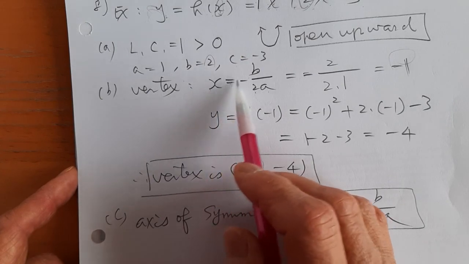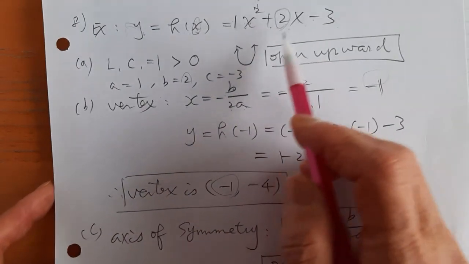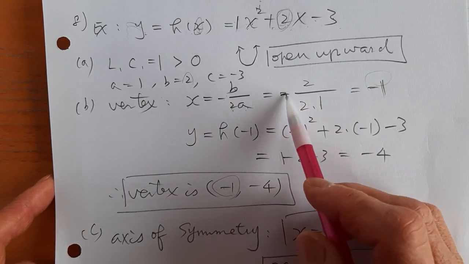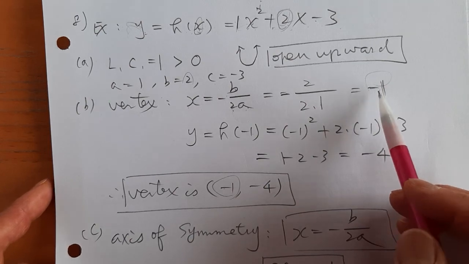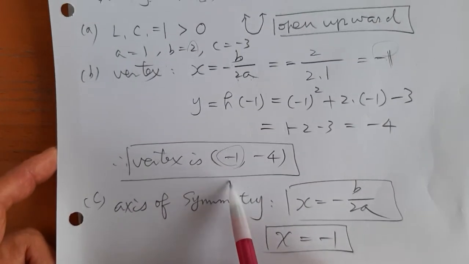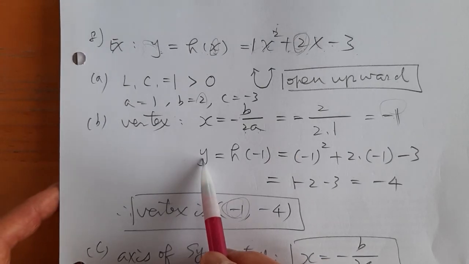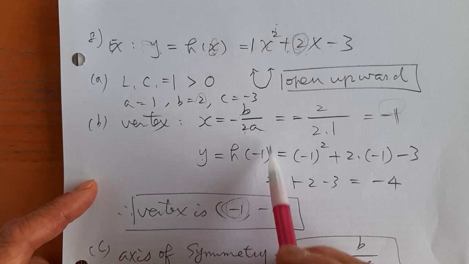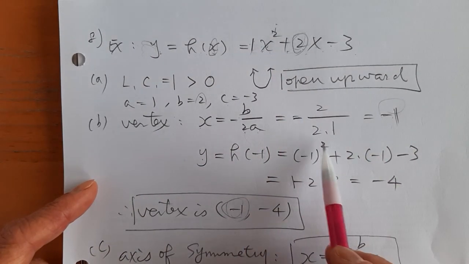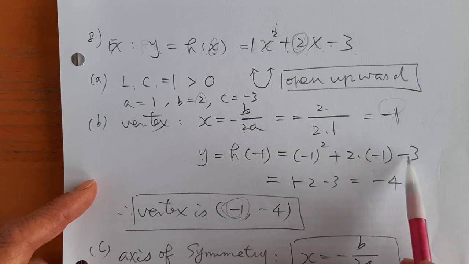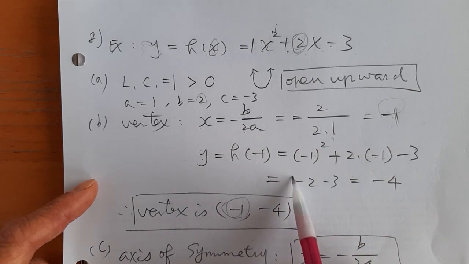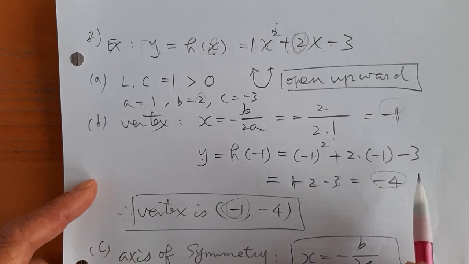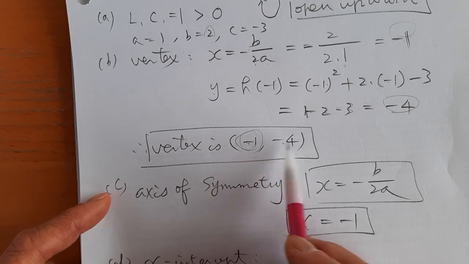The x coordinate of the vertex is negative b over 2a. Since b is 2 and a is 1, plug in: negative 2 over 2 is negative 1. That's the x coordinate of the vertex. The y coordinate is h of negative 1, so plug in x equals negative 1: negative 1 squared plus 2 times negative 1 minus 3. Negative 1 squared is 1, and 2 times negative 1 is negative 2, minus 3, equals negative 4. So the vertex is negative 1, negative 4.